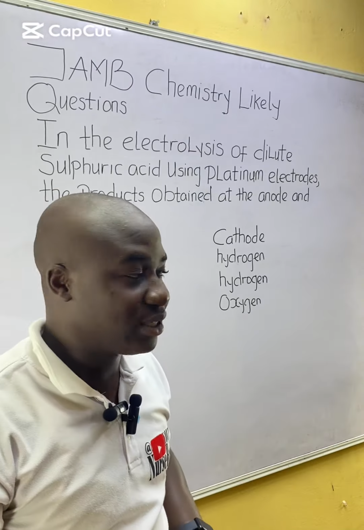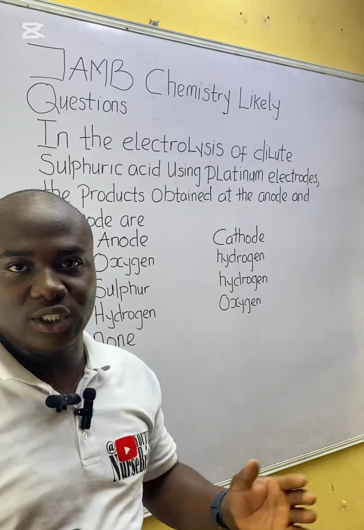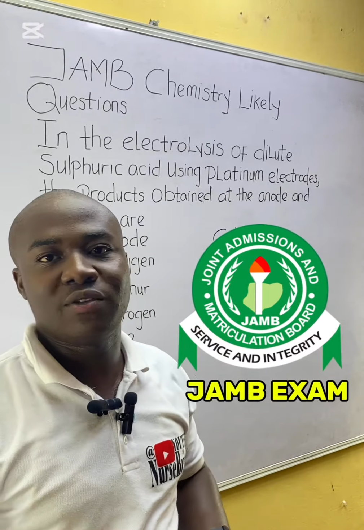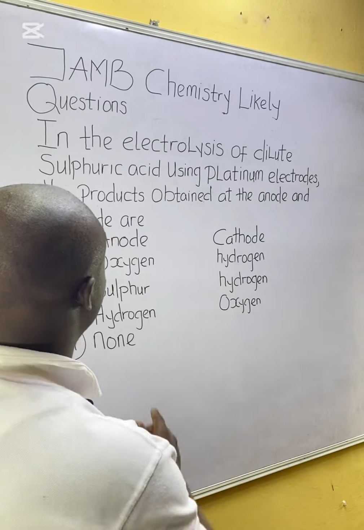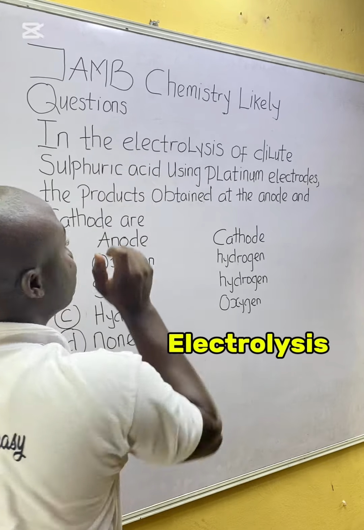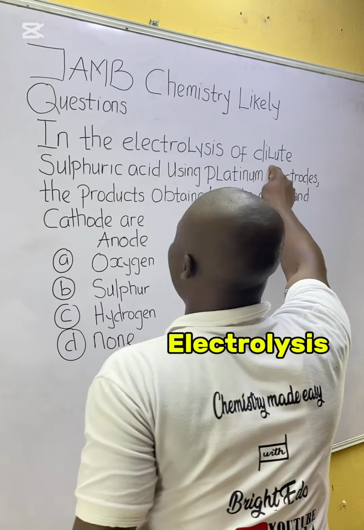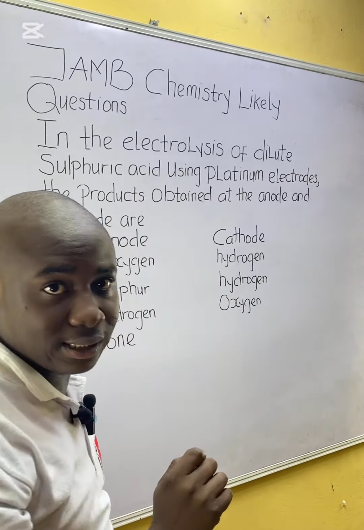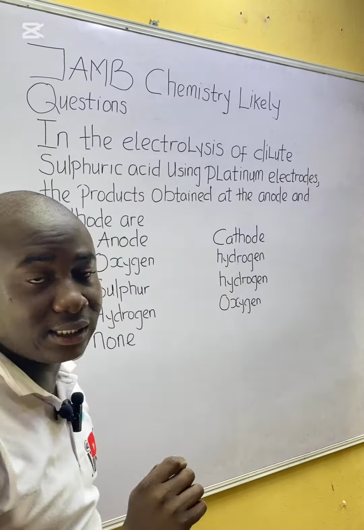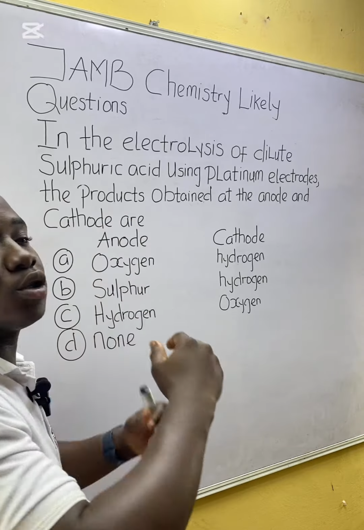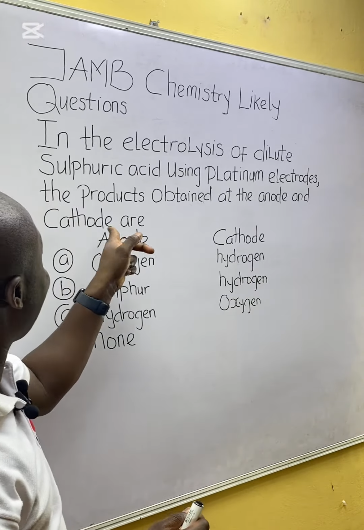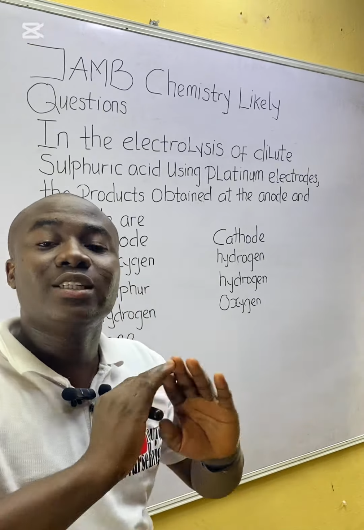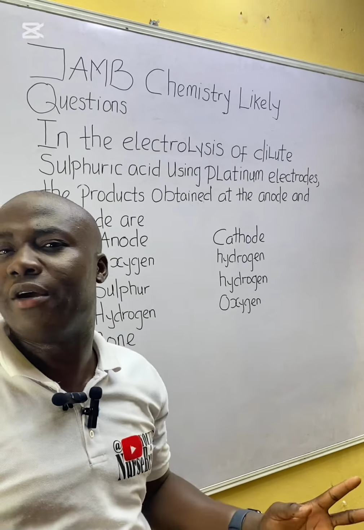You came across this question in your Jamb exam. How will you solve it? It is very easy. Now let's solve together. The question says, in the electrolysis of dilute sulfuric acid using platinum electrode, the products obtained at the anode and cathode are. Now, this question is extremely very easy.